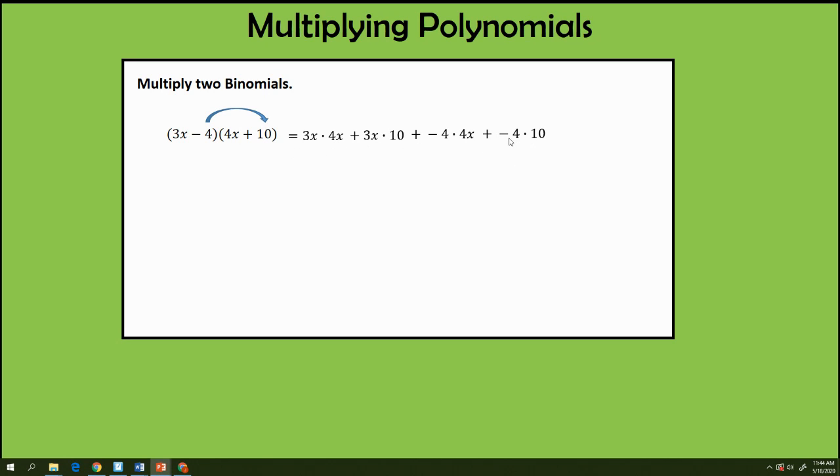Simplify each of those products. We're going to get 3 times 4 is 12x squared, plus 3 times 10 is 30x, plus negative 4 times 4 is negative 16x, plus negative 4 times 10 is negative 40. My middle two terms here are like terms, so 30 and negative 16 will give me positive 14x. Again, you combine the numbers, so it's 30 minus 16 is 14, keep the common term x. So there's our simplified answer.